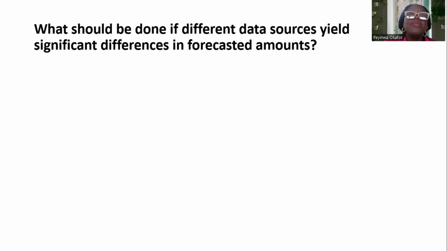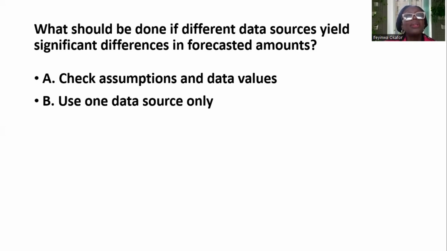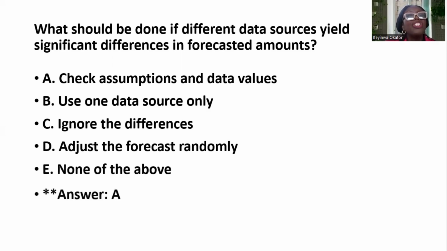What should be done if different data sources yield significant differences in forecasted amounts? We have check assumptions and data values. Use one data source only. Ignore the differences. Adjust the forecast randomly. None of the above. And our answer is A, check assumptions and data values.